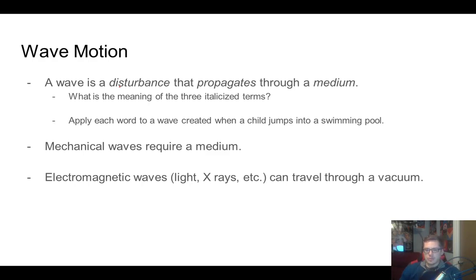Okay, a couple of things that you should know: mechanical waves require a medium. So mechanical waves are things like sound waves. When you take a rope and whip it, that's a wave. All right, those are mechanical waves.